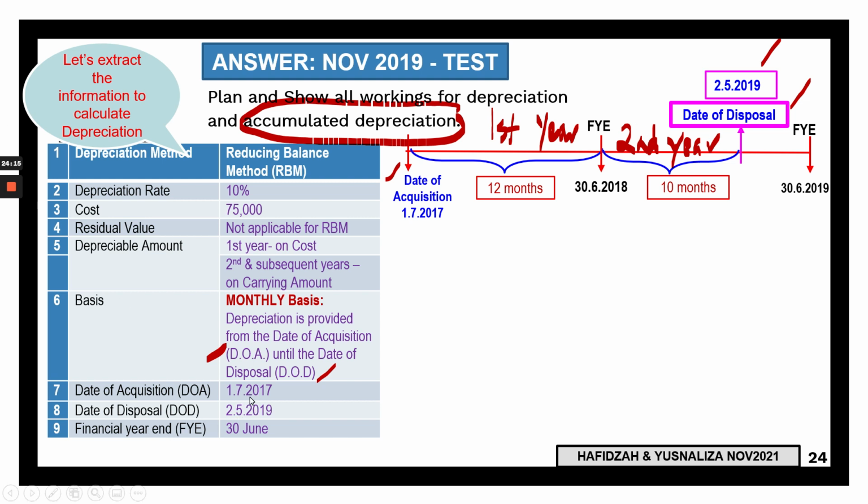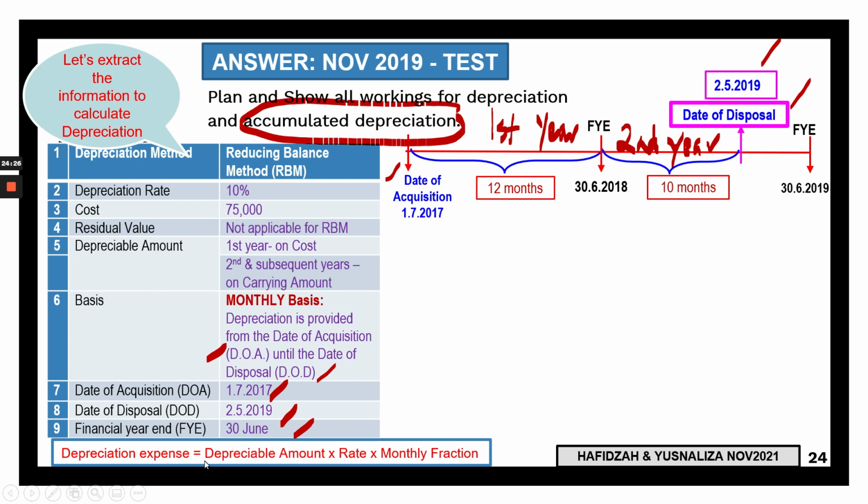So the date of acquisition is 1st of July. The date of disposal is 2nd of May, and the year end is 30th of June. And just recall this depreciation expense for reducing balance method, and this is using monthly basis. Depreciable amount will be cost for the first year, and will be the carrying amount for the second year, since this is reducing balance method, times the depreciation rate, which is 10%, and times the monthly fraction. For the first year, there is no monthly fraction because 12 months is 1 year. But for the second year, it will be 10 months, which is 10 out of 12 months.